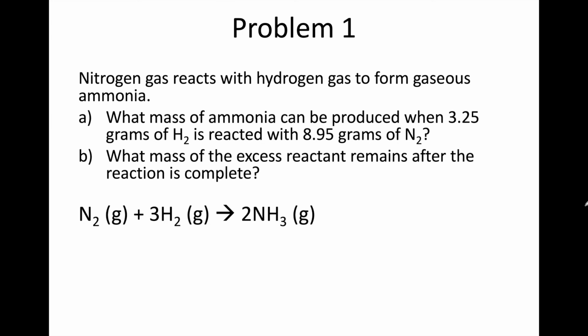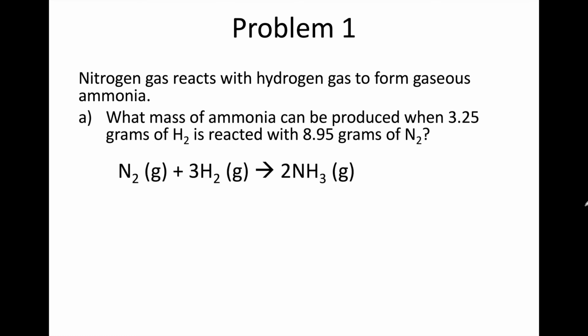Pause the video, read over this problem, and see if you can solve it, and then we'll go over it together. Okay, so first of all, let's take a look at part A. What mass of ammonia can be produced when 3.25 grams of hydrogen and 8.95 grams of nitrogen are reacted?